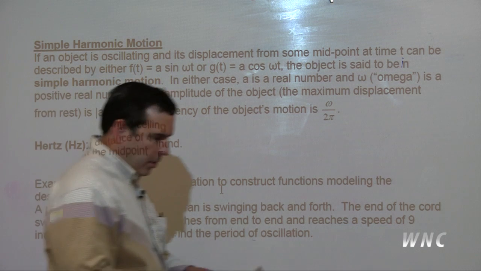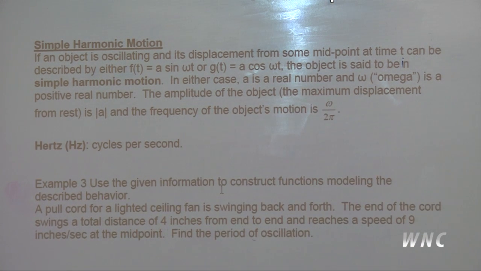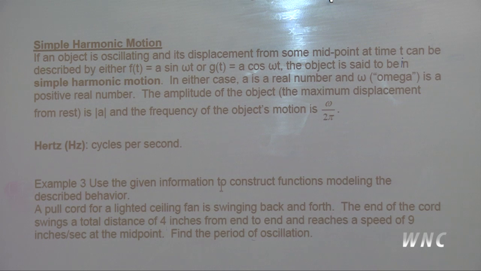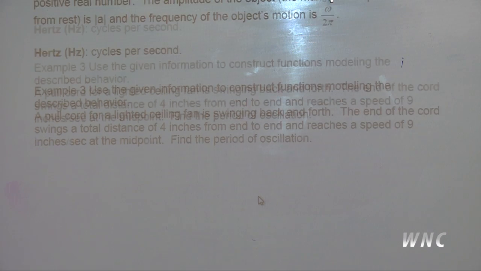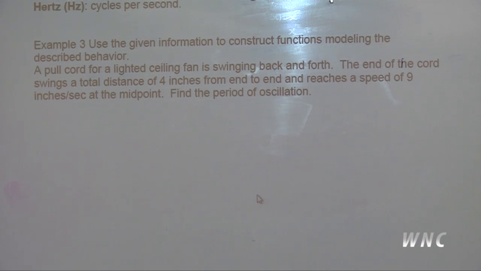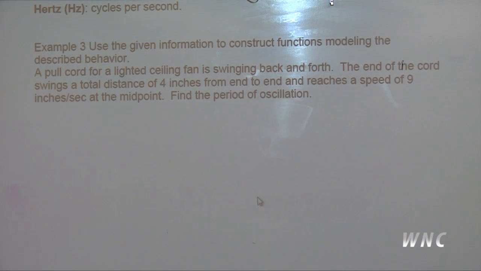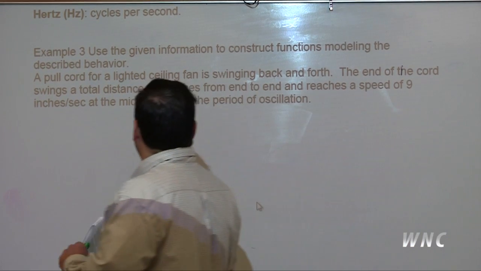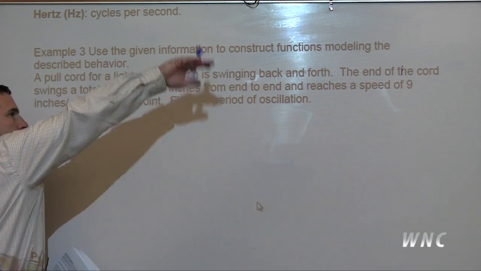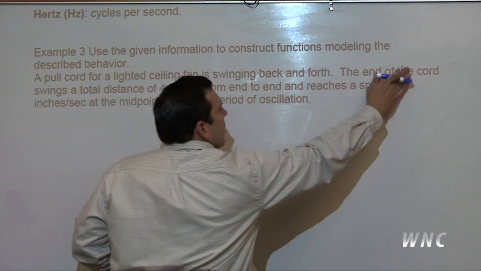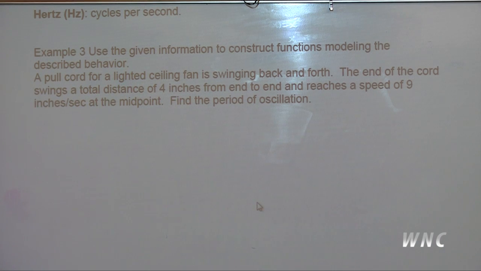Okay, as example 3, we're going to use the given information to construct functions modeling the described behavior. This part bugs me. I have a ceiling fan that does this. A pull cord for a lighted ceiling fan is swinging back and forth. The end of the cord swings a total distance of 4 inches from end to end and reaches a speed of 9 inches per second at the midpoint. So when they get off balance, they can start swinging things. Find the period of oscillation.